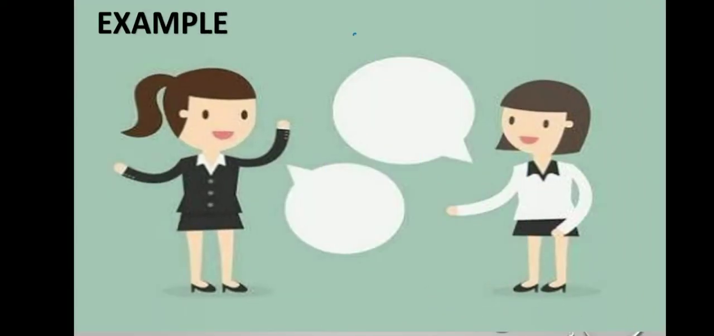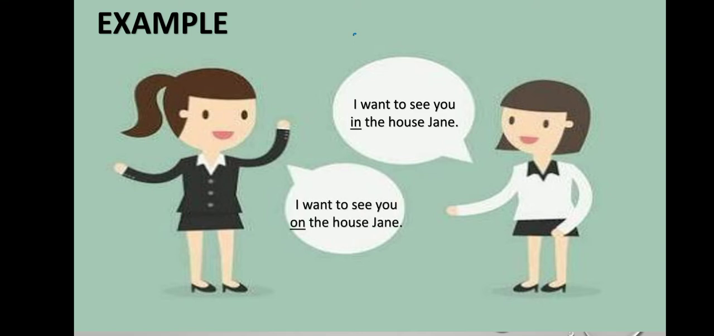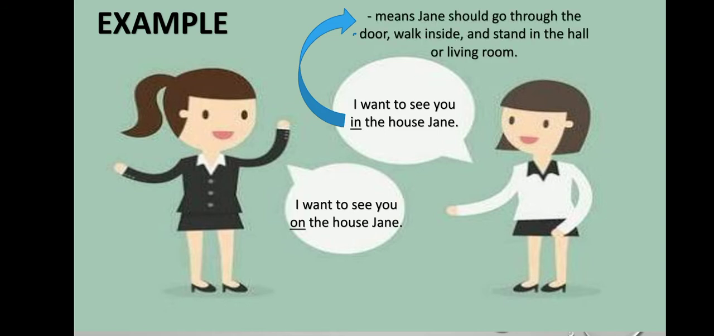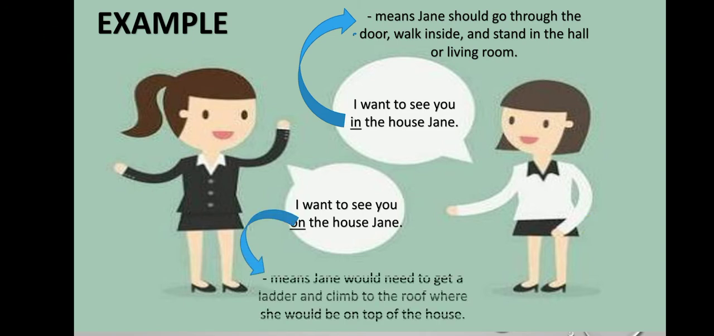For example, "I want to see you in the house, Jane" means something different from "I want to see you on the house, Jane." In the house means Jane should go through the door, walk inside, and stand in the hall or living room. While on the house means Jane would need to get a ladder and climb on the roof where she would be on top of the house.